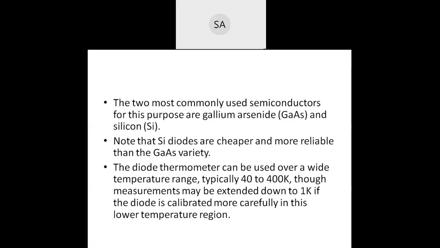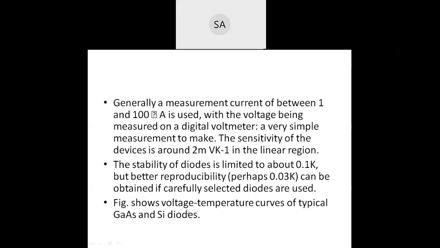The two commonly used semiconductors for this purpose are gallium arsenide and silicon. Note that silicon diodes are cheaper and more reliable than the gallium arsenide variety. The diode thermometer can be used over a wide temperature range, typically 40 to 400 K, though the measurement may be extended down to 1 K if the diode is calibrated more carefully in this low temperature region. Generally, a measurement current of between 1 and 10 microamperes is used when the voltage is measured on a digital voltmeter. A very simple measurement to make.